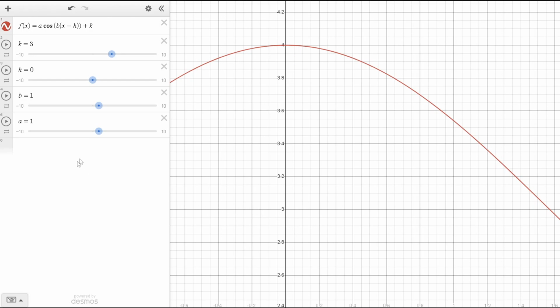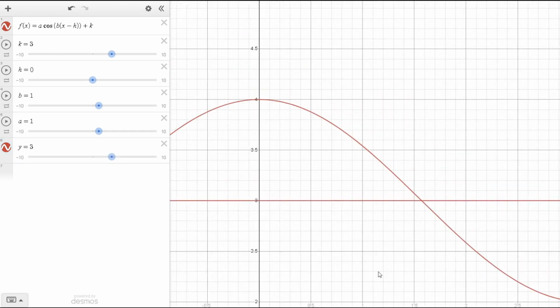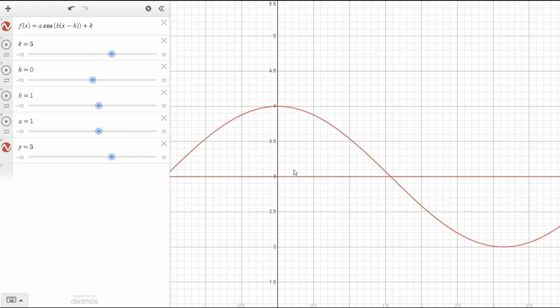So my new line will be something like this. Y is equal to 3. And then we have my new cosine function. So now we can see the height increased on my x-axis, but the amplitude did not increase. The amplitude is still the same. Look, an amplitude of 1 and negative 1. Okay, or 1 and 1, since amplitudes will be positive.